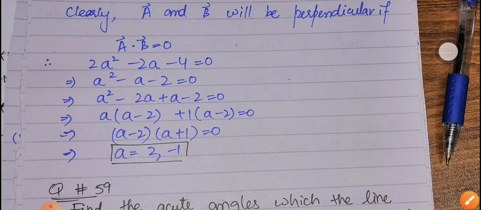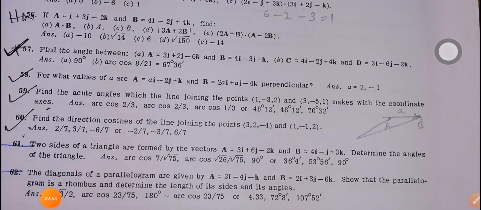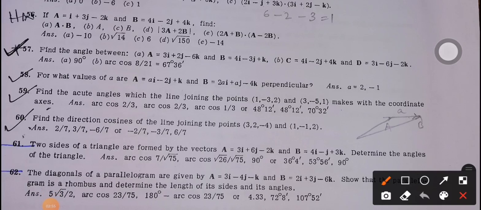Next we have question number 59. We have to find the acute angles which the line joining the given points makes with the coordinate axes. Now we know that for finding the angles between the given vector and the axes, we just need to take the dot product with the corresponding unit vectors along the x, y and z axes. That is, we will take the dot product with unit vector i, unit vector j and unit vector k in order to get the angle between the vector and the corresponding axis.